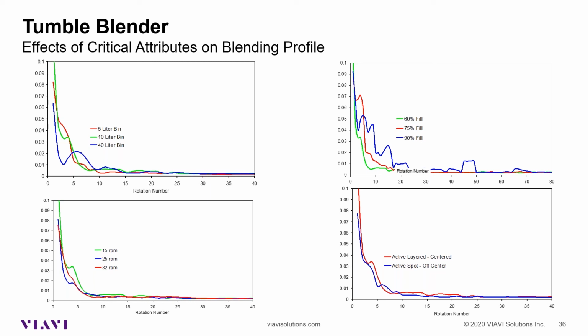You see that, for example, here we move from a 5 liter, 10 liter, to a 40 liter bin, and the blending has a different profile because it's behaving in a different way. This is important for the scale-up from R&D to production. Here is just from 5 to 40 liter, okay, but you can imagine this from 25 liter to 2000 liter, and it is the same.